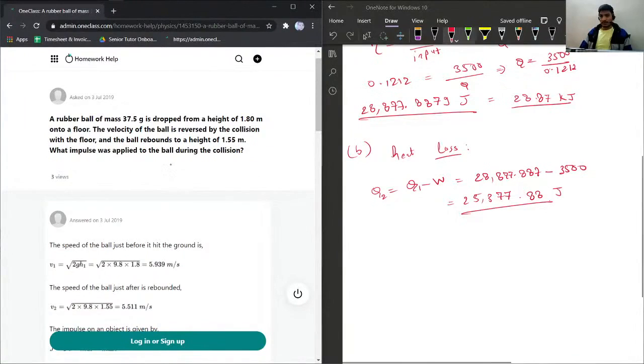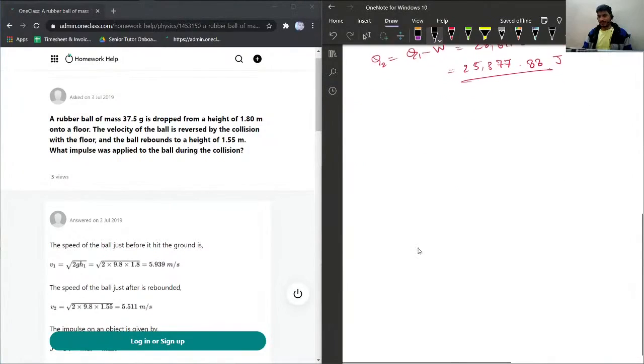Okay, so we have question 2. In question number 2, we have a rubber ball of mass 37.5 grams dropped from a height of 1.8 meters onto the floor. The velocity of the ball is reversed by the collision with the floor, and the ball rebounds to a height of 1.55 meters. What impulse was applied to the ball during the collision?